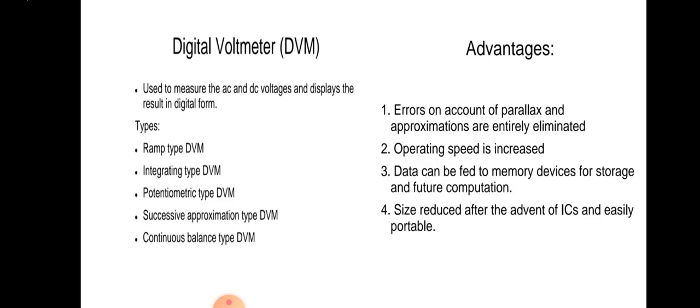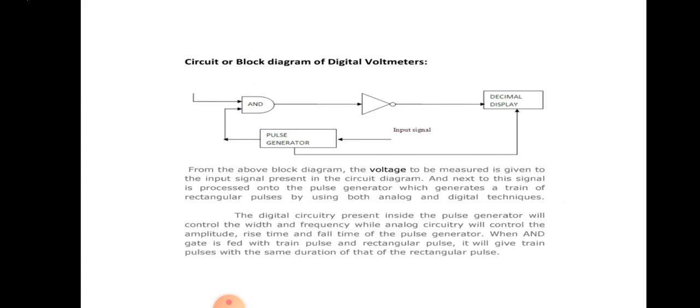So after the invention of ICs or IC fabrication, the size of this particular circuit is reduced and a digital voltmeter is available in very compact size. Okay, so these are the types and the advantages of digital voltmeter. Now we will move ahead with the circuit or the block diagram of digital voltmeter.